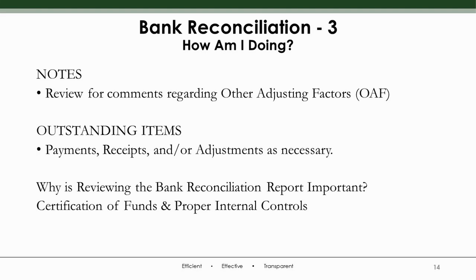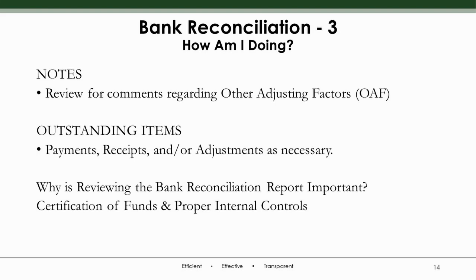Also on the report, I would see any notes. And you'll definitely want to review because there should be comments regarding any other adjusting factors, any outstanding items as reports regarding payments, receipts, and or adjustments as necessary.